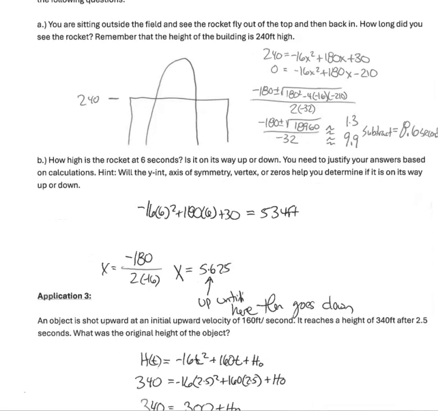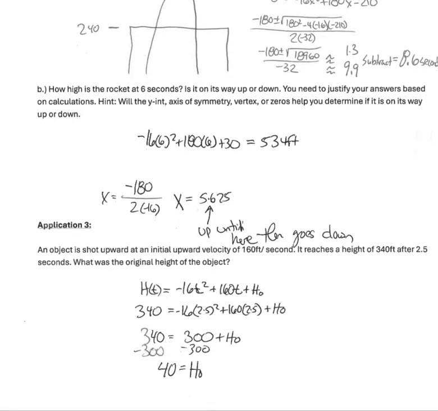The next one says, how high is the rocket at 6 seconds? Is it on its way up or down? So remember from a previous section, what we learned is you can just substitute in values to see what the input gets as an output. So the input is 6 seconds, and we want to know what the output is. When you substitute in 6 and use your calculator, it spits out a 534. That would be the output. So 6 would be part of the domain, and 534 would be part of the range, and that is the input-output combination.